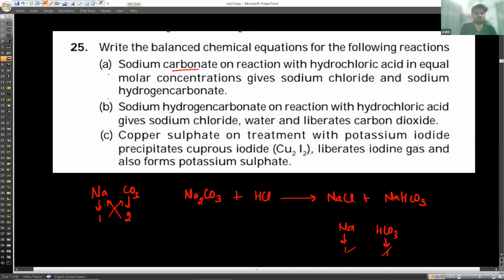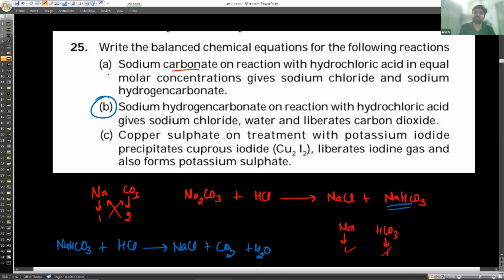Next question. Sodium hydrogen carbonate on reaction with hydrochloric acid. What is the formula for sodium hydrogen carbonate? NaHCO3. When it reacts with hydrochloric acid, HCl, it will give you what? Sodium chloride plus carbon dioxide plus water. Actually, this reaction also forms carbon dioxide plus water, but we are just writing the word equation according to the question, so we just let it be.